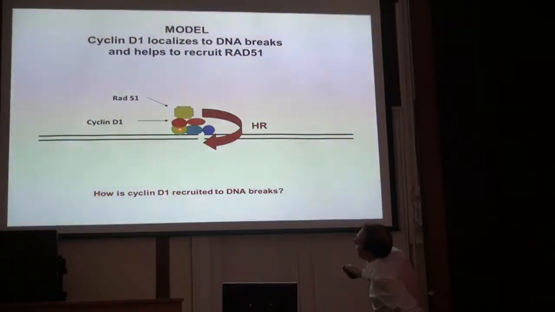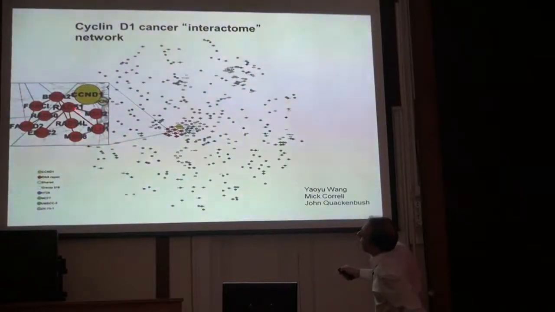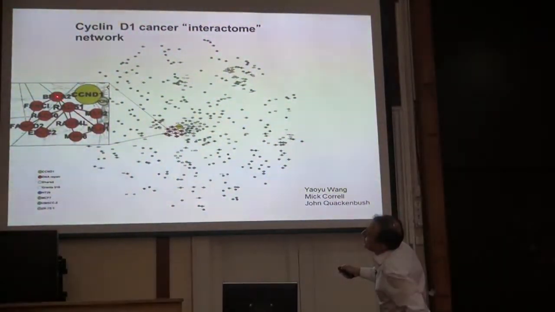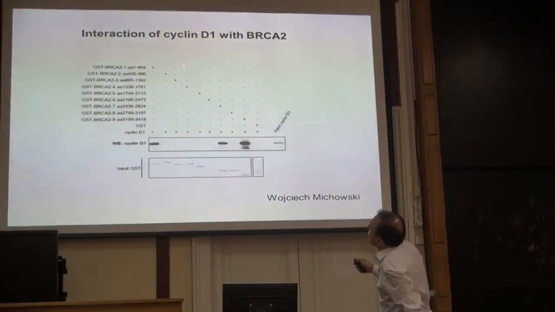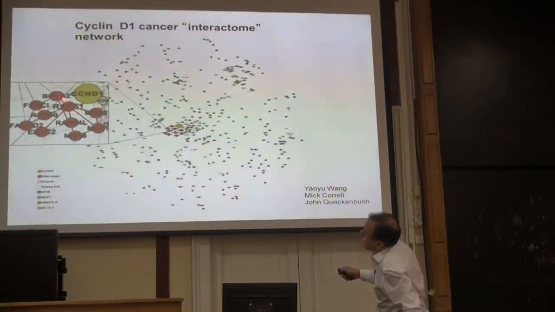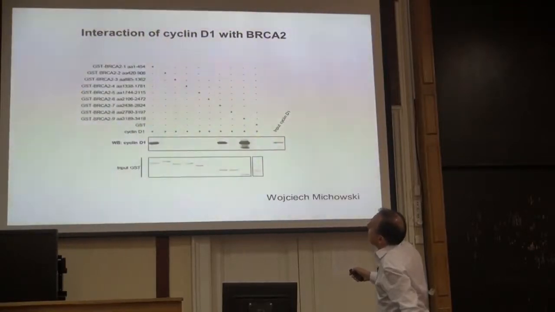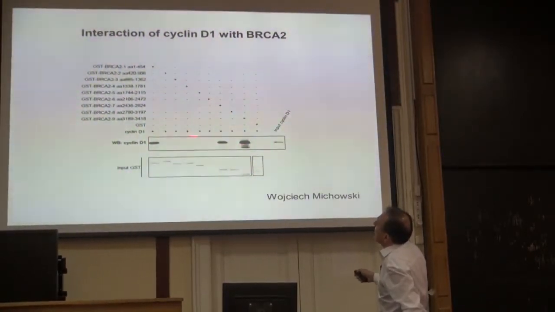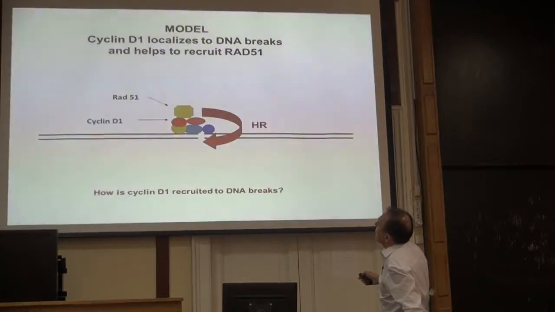Who is this green protein that brings cyclin D1? Well, we went back to this network, and we found that there is a protein called BRCA2 in this interactome. This is a protein that is recruited very early to the double-stranded breaks. We found that not only can cyclin D1 bind BRCA2 in the mass spec analysis, but there's also a direct interaction, as shown here by the purified proteins.